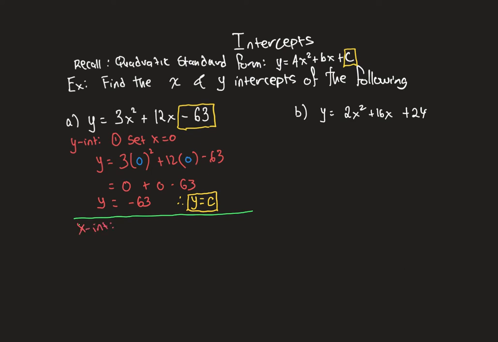So just like with the y-intercept, and just like when we're working with linear lines, if you're looking for an x-intercept, your first step is to set your y to be equal to 0. So you're going to have 0 is equal to 3x squared plus 12x minus 63. Your next step is a fairly straightforward step. You're going to fully factor.